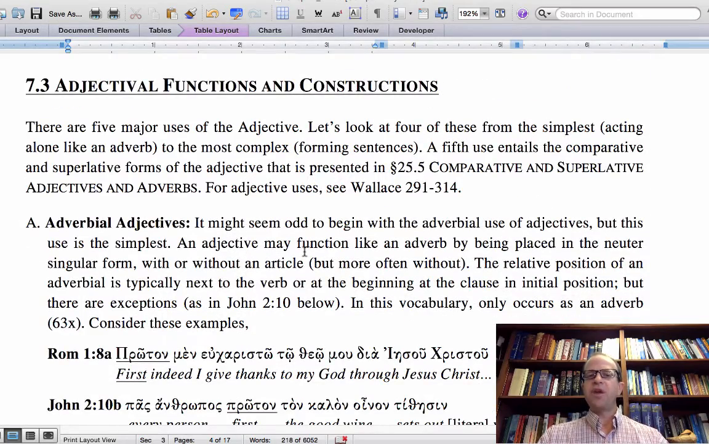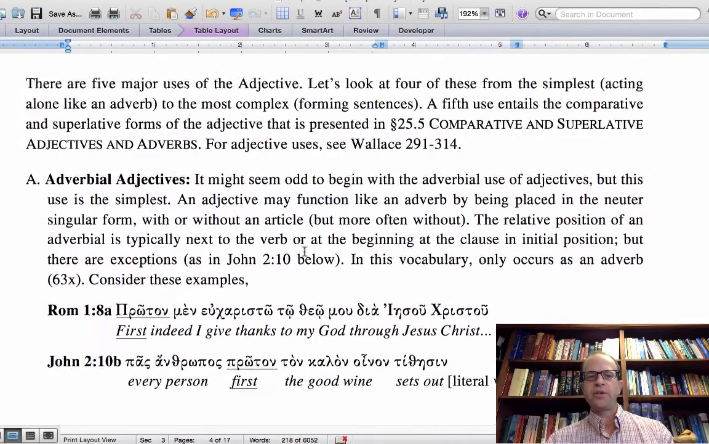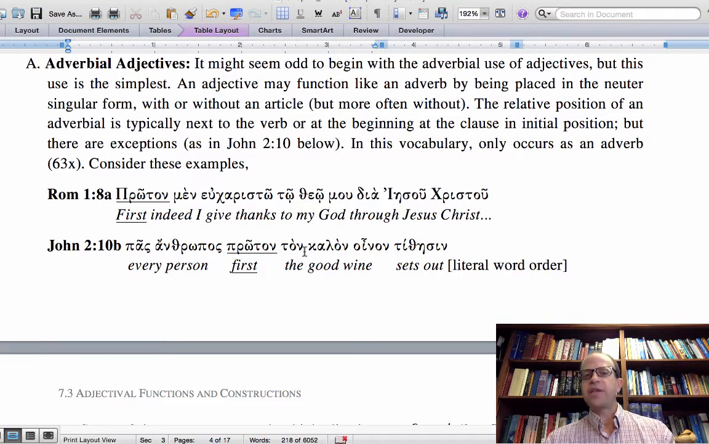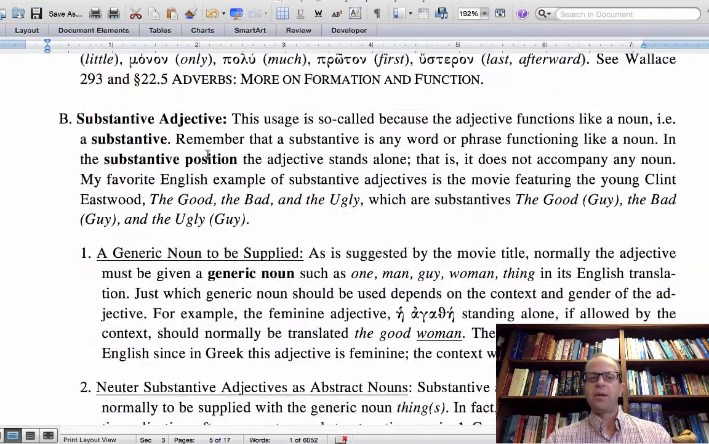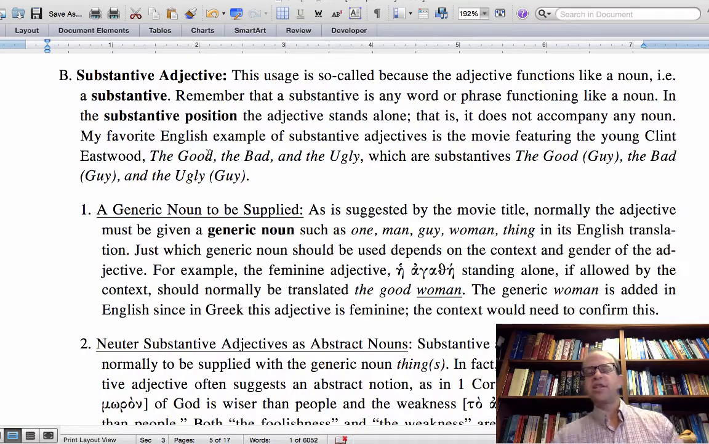Now, adjectives are fairly dynamic. They can function in a variety of ways. One way is actually as an adverb, and usually what happens in this usage is that the adjective is going to be put into the neuter singular form. So protos can be found in the neuter singular to mean first or firstly. More commonly, though, adjectives will function either as nouns or as modifying nouns.